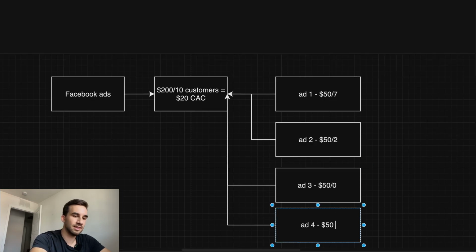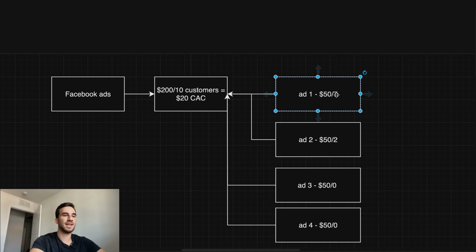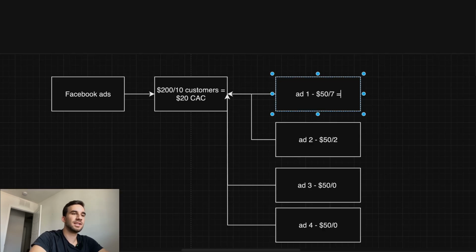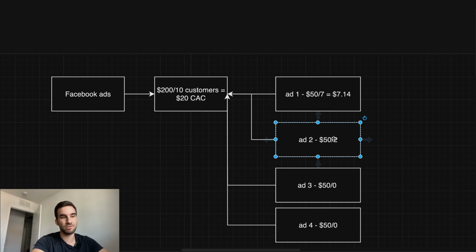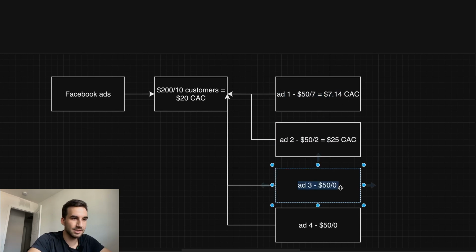So our customer acquisition costs for each of these ads: for this one, $7.14 is our customer acquisition cost. And then for the second ad, it's $25. And then for these, we haven't even gotten a customer, so we're not actually sure what the cost to acquire a customer is.